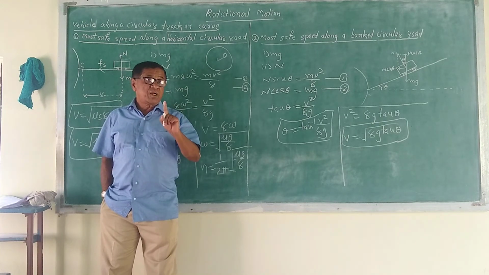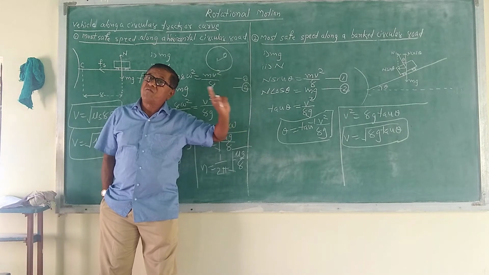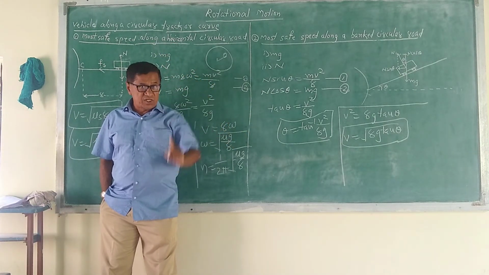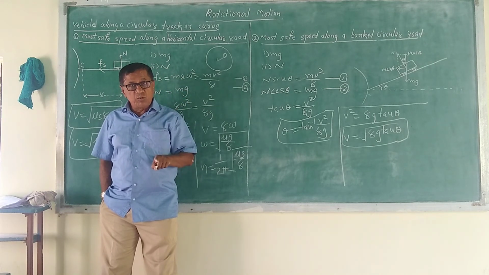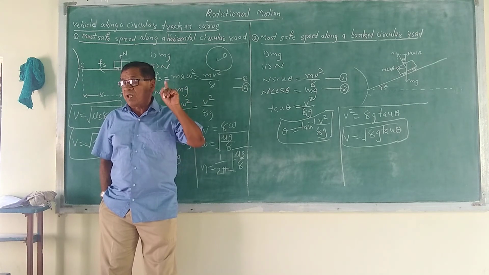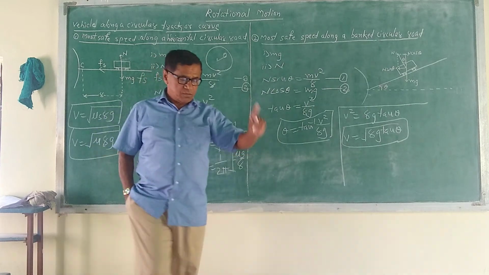Now remember that in this derivation we are not considering the friction. In the first derivation, we have taken the friction. There is one more derivation. In that case, we are going to consider the friction as well as the angle of banking. These are the derivations.